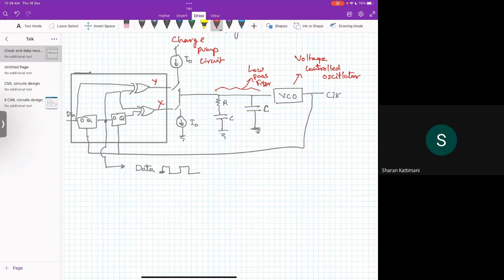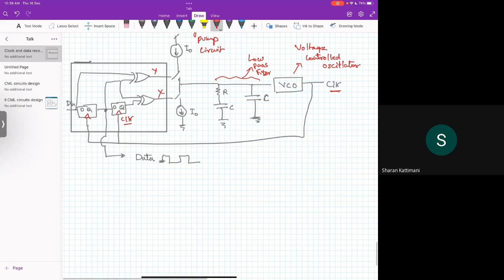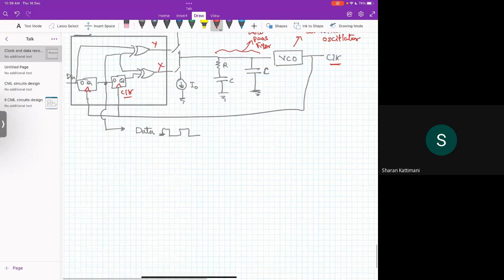This feedback is applied to the clock of the D flip flop. Okay, this same clock. So if this clock is good, then data will be aligned properly, or readjusted. So this is the complete loop of the CDR. It is also known as type 2 single loop CDR, clock and data recovery circuit.